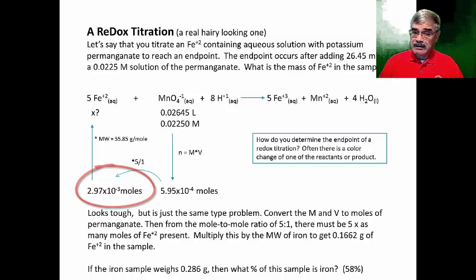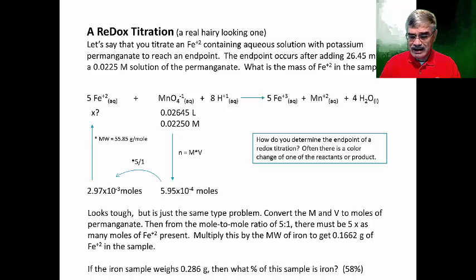And always make sure that you know what you're asked for. If I'm asked for the mass of iron plus 2 in the sample, I then simply multiply that 2.97 times 10 to the minus 3rd moles by the molar mass of iron, which is 55.85, to get the amount of iron in that sample. And that happens to be 0.1662 grams of iron plus 2 in that sample. So this is an example of using a redox titration to determine the amount of iron plus 2 in a sample by doing this sort of titration using permanganate.